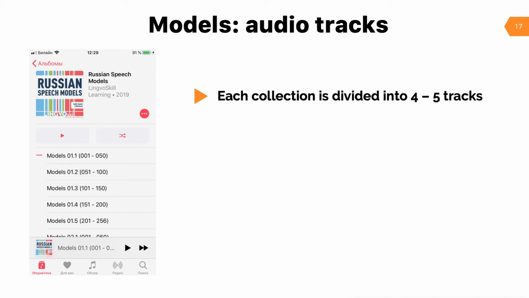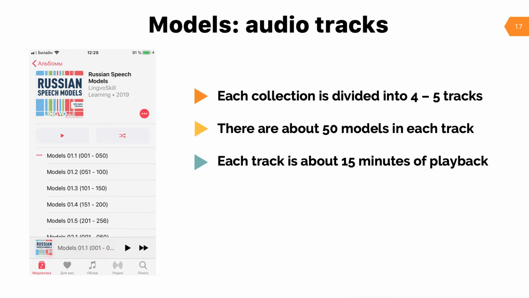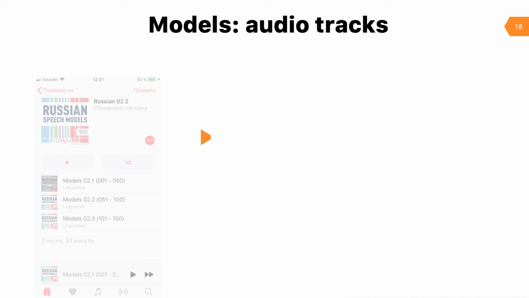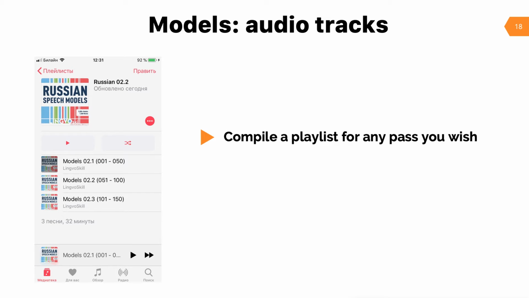Each collection of models is divided into 4-5 separate tracks. Each track contains about 50 models, which is the most optimal amount for working out in one session. Thus, each track lasts about 15 minutes. There are 64 tracks in the album. All phrases are recorded only in Russian. For multiple tracks, you can create your own playlists for each pass. It is recommended to listen to the tracks before working through each pass of models.